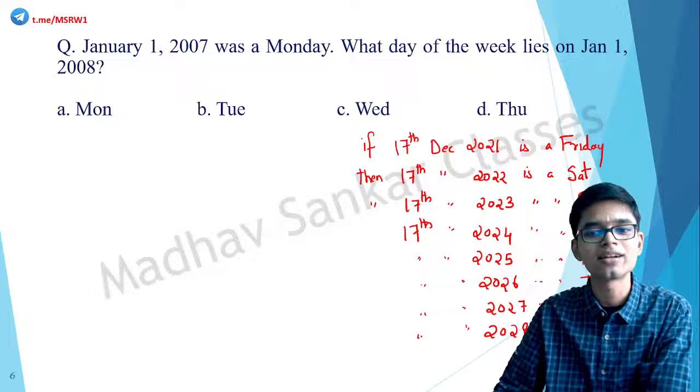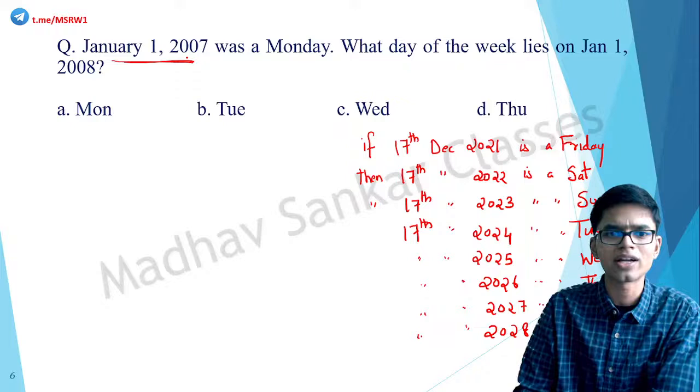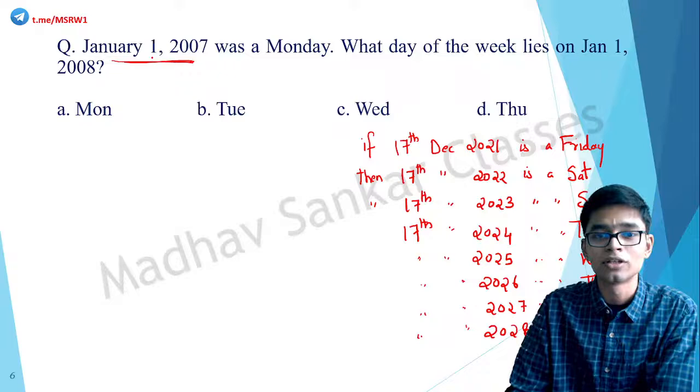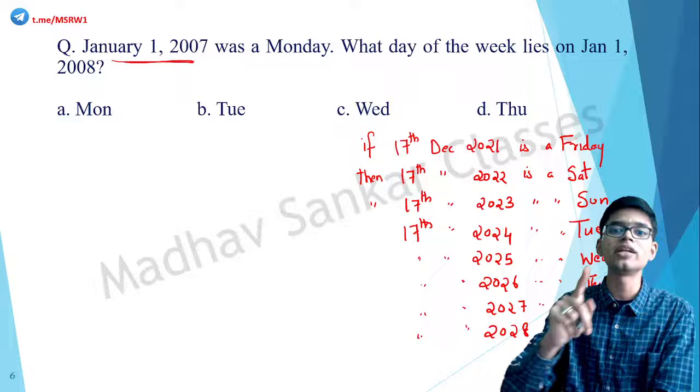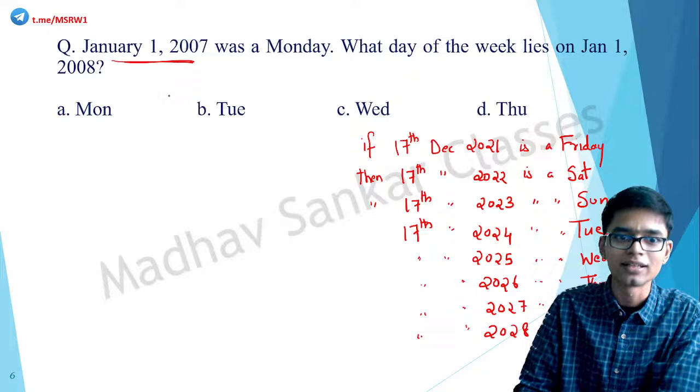So based on this principle, think about this question. January 1, 2007 was a Monday. 2007 is not a leap year because it is odd, so never a leap year. What day of the week lies on January 1st, 2008? 2008 is a leap year, okay? But January 1 comes before February 29. Correct? So how many days do we have to jump? Just one day. So if January 1, 2007 was a Monday, then January 1, 2008 will be Tuesday.